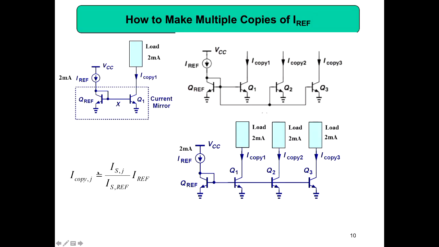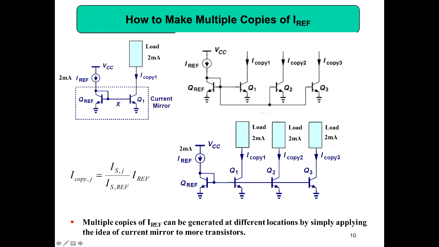So your I copy is equal to the saturation current ISJ of the jth transistor divided by IS reference. If you have only 2 transistors, this is the saturation current of Q1, and this is the saturation current of the reference transistor, Q reference. If both are identical, then we can cancel them out. So I copy equals I reference.